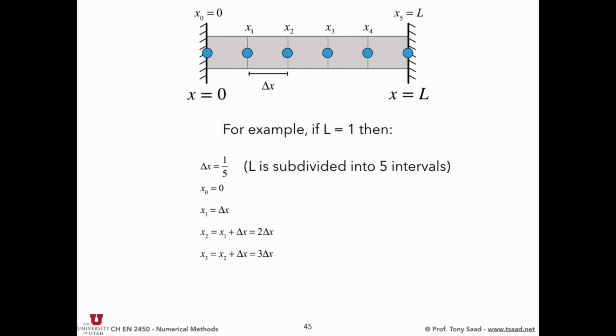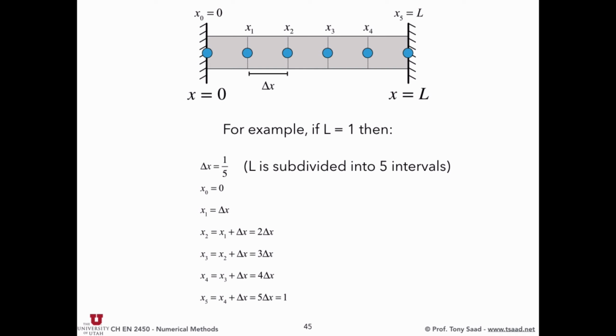x3 is delta x away from x2, so it's x2 plus delta x, and so on. It just becomes really repetitive. And then at the end point, you better make sure that you actually get x equal L with this formula. Indeed, it's x4 plus delta x. That's 5 delta x, that's 5 over 5, equal to 1.